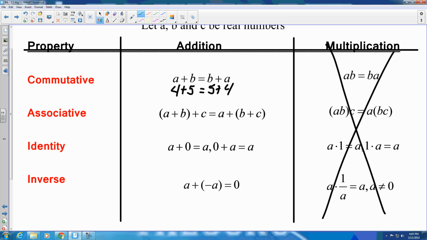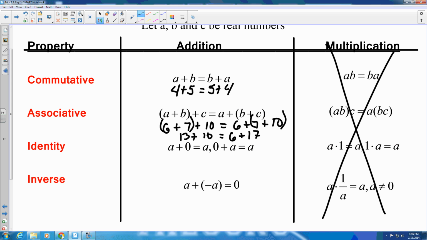So say I had 6 plus 7 plus 10 equals 6 plus 7 plus 10. But in this case, I decide to add the 6 and the 7 first. In this one, I decide to add the 7 and the 10 first. So if I add the 7 and the 10 first, I get 13 plus 10 equals 6 plus 17. But at the end of the day, they're both going to be 23.